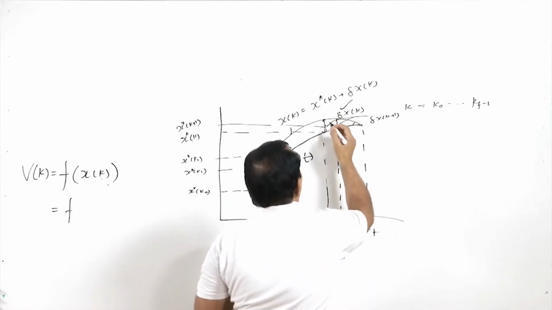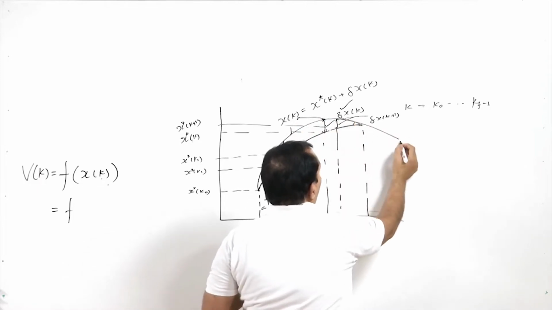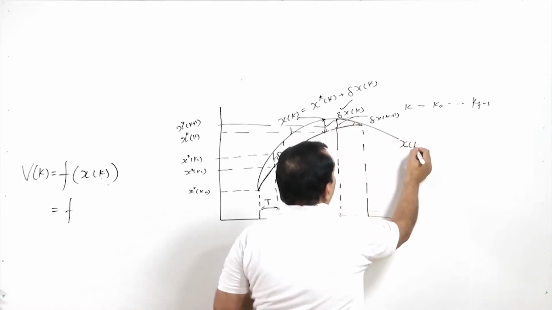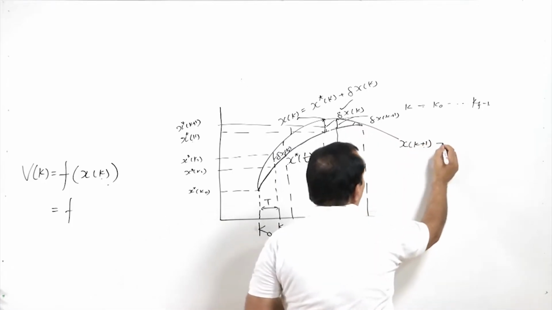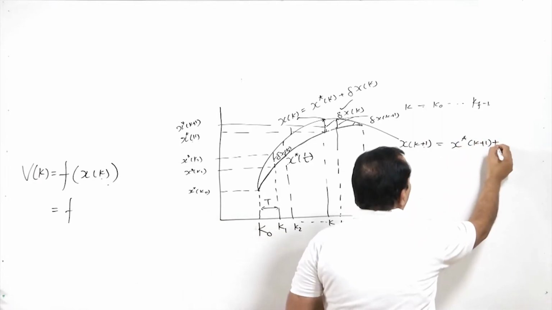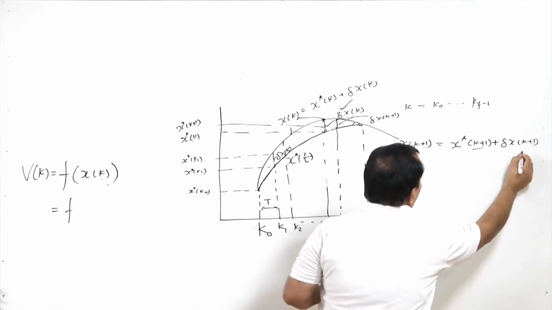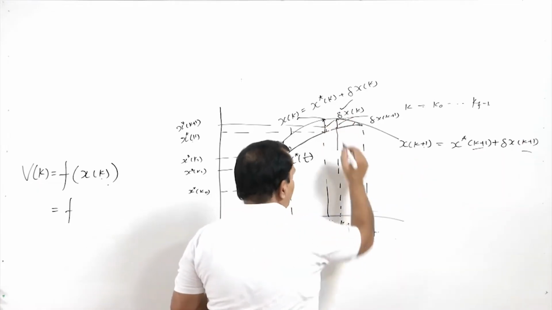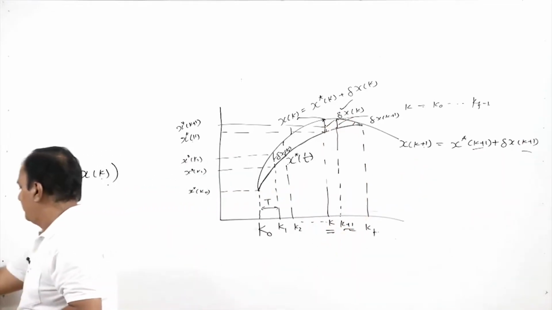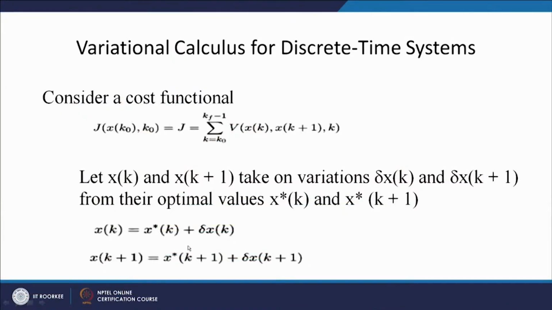so x k is defined as this point, and at this point we are defining x k plus 1 as x star k plus 1 plus delta x of k plus 1. So, this is at the instant k plus 1 and this is at the instant k. So, I simply define x k as x star k plus delta x k, and x k plus 1 as x star k plus 1 plus delta x k plus 1.